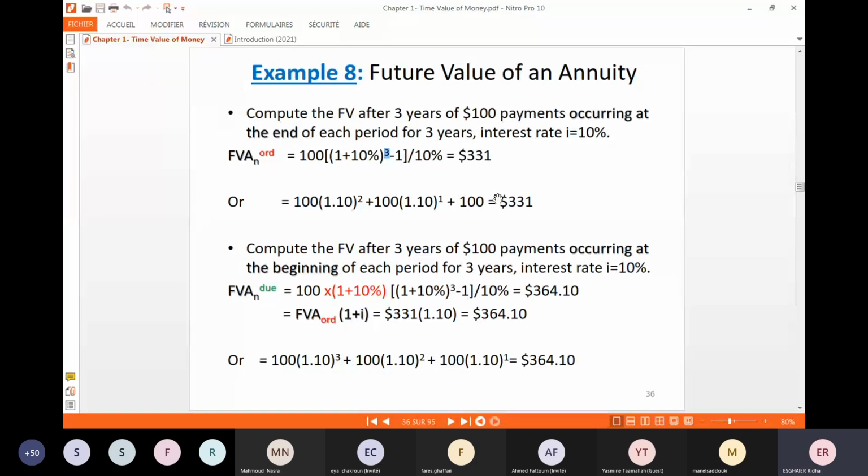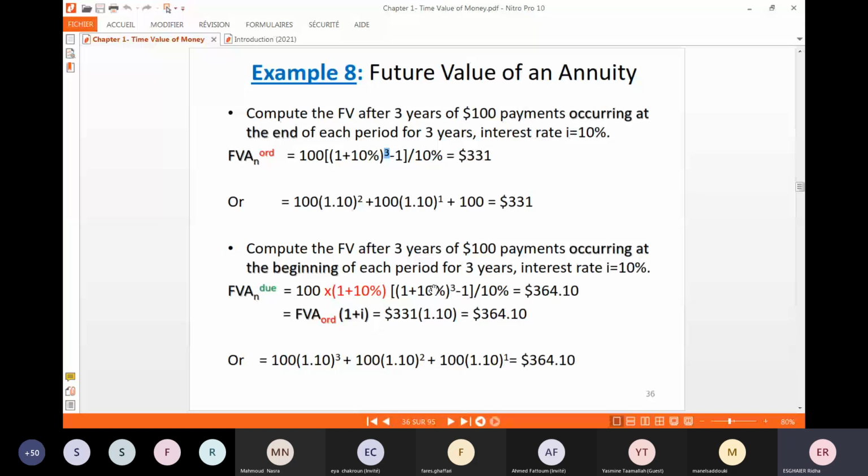Suppose now that the deposits are made at the beginning of each year, not at the end of each year. This coincides with an annuity due. The formula of the annuity due, as we said, is the same as the formula of the ordinary annuity, but we have to add the 1 plus i. So 1 plus i times the formula of the ordinary annuity. We still have 3 deposits. This is why the n reflects the number of A's, the number of 100.